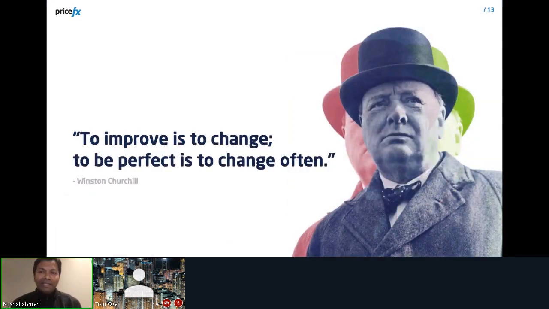Despite the fact that he had a number of setbacks early in his career as a military officer and politician, he persevered and is well known for his success during one of the most challenging times in recent history. When he says, "To improve is to change, to be perfect is to change often," I could put this idea in the context of technology to be used for a pricing solution. Making constant improvements in pricing is the key to success.